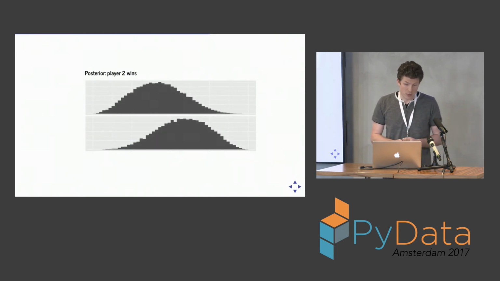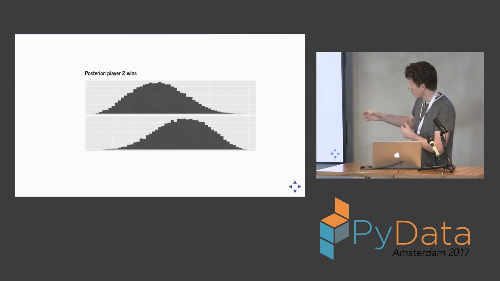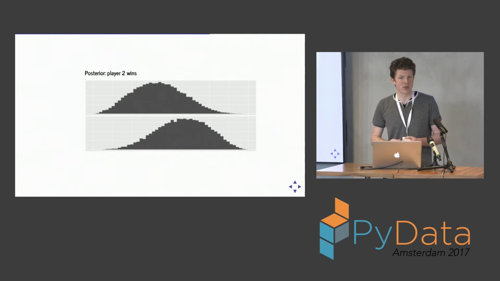If, in fact, player 2 wins, then of course it's vice versa. The distribution of player 1 shifts a little bit to the left, and the distribution of player 2 shifts a little bit to the right.